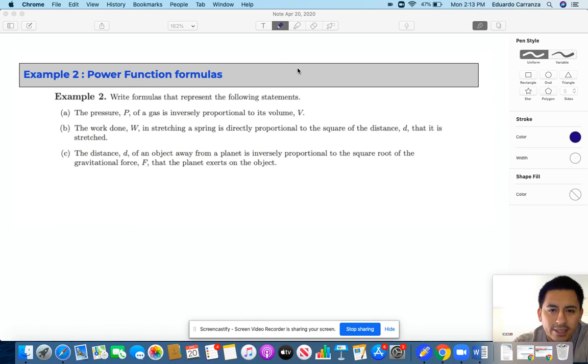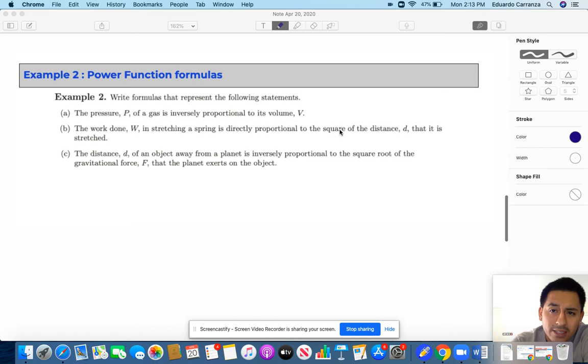All right, so example two, power function formulas. In this example, we're going to be given three different statements, and we're going to be writing a power function to represent each statement below. For A, we have: the pressure P of a gas is inversely proportional to its volume V.